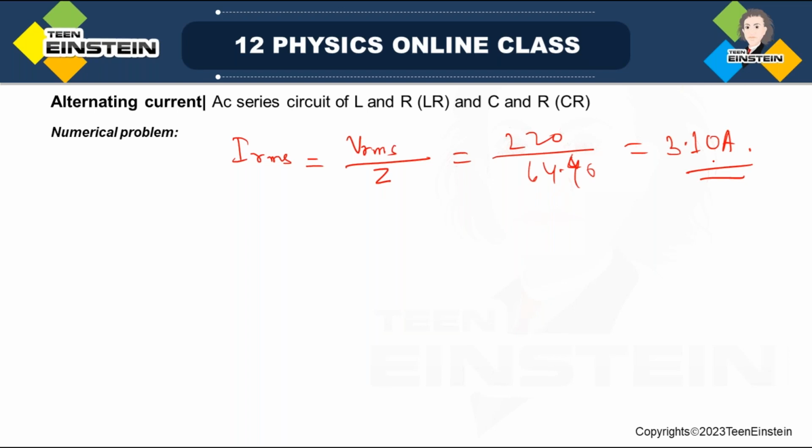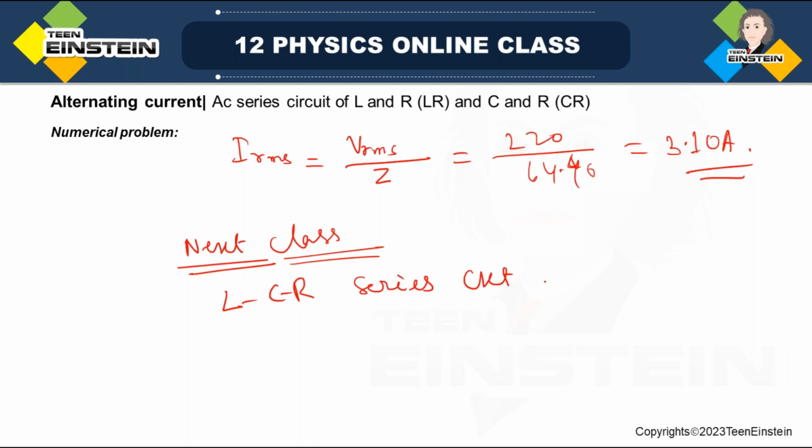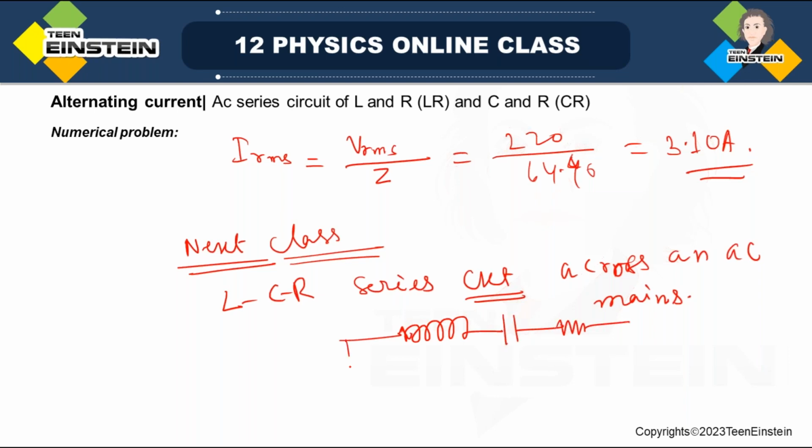Okay, so we'll stop here for today. In the next class, we'll learn the LCR series circuit across an AC mains. So when we have an LCR circuit, that means if I write L, C and R in series with a battery producing an alternating signal, or a signal generator, this is L, C and R. So this circuit we will analyze in the next class.